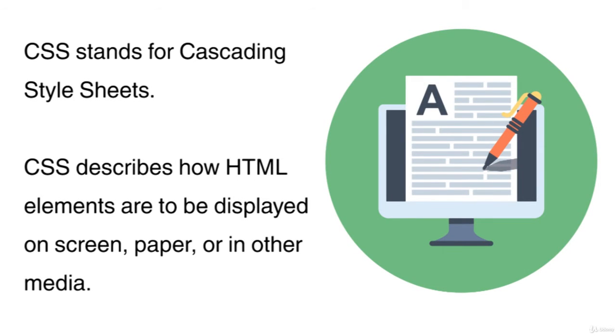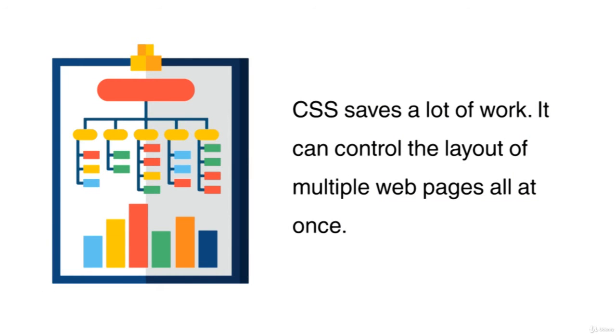CSS stands for Cascading Style Sheets. CSS describes how HTML elements are to be displayed on screen, paper, or in other media. CSS saves a lot of work. It can control the layout of multiple web pages all at once.